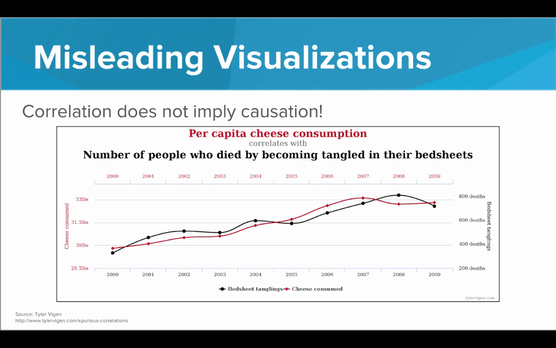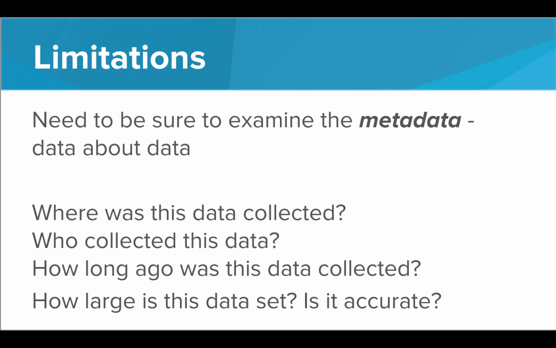So it's important to be critical of the visualizations that you see and make sure that they're actually representing true information. So there's a lot of limitations when it comes to these visualizations. One way to be sure that you're actually pulling a valid conclusion from a visualization is to examine the metadata. You need to look at the data about the data that you're looking at. Things like, where was this data collected? Was this only collected in a particular town, in a state, in a country, over the entire world? Who collected this data? Maybe they're biased. Maybe they want a particular conclusion to be drawn.